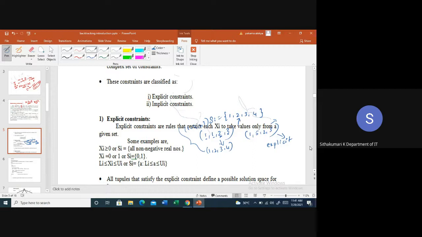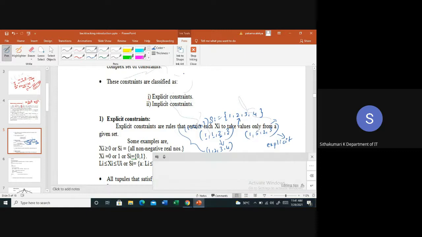In the solution space you have all the combinations, but only a few tuples will satisfy the implicit constraints. The implicit constraints define the way in which the xi's must relate, each xi to the others.